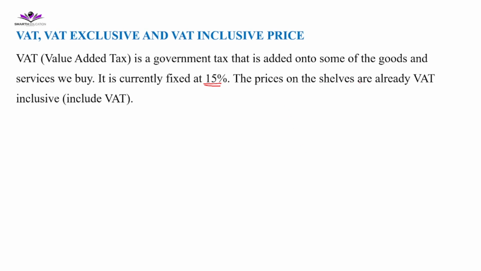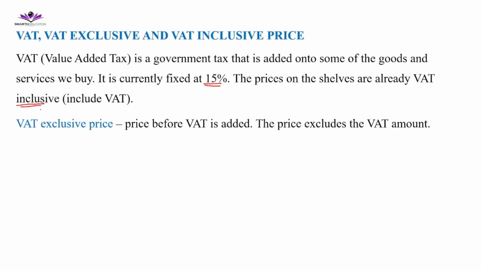The prices on the shelves are already VAT inclusive. So if you go to a shop, the price that you see there is already including VAT. What is VAT exclusive price? This is the price before VAT is added. The price excludes the VAT amount. And then VAT inclusive price, that's the price that includes VAT. So we're going to use VAT exclusive for the price before VAT is added, and then VAT inclusive for the price after VAT is added.